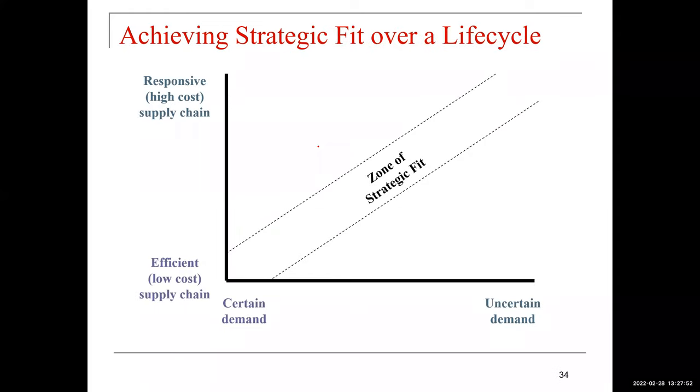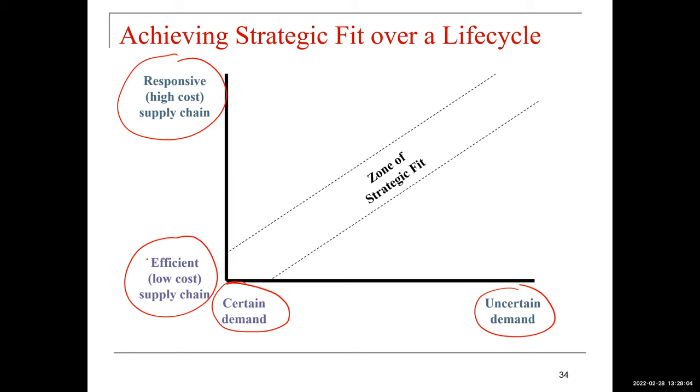Achieving a strategic fit over the life cycle, and going back to the zone of strategic fit here, it depends on where you want to be, right? So you understand the difference now? If you have very uncertain demand, you know that you have to plan for being more flexible and have more availability of your product, and that will incur a higher cost. So you'll be in this area.